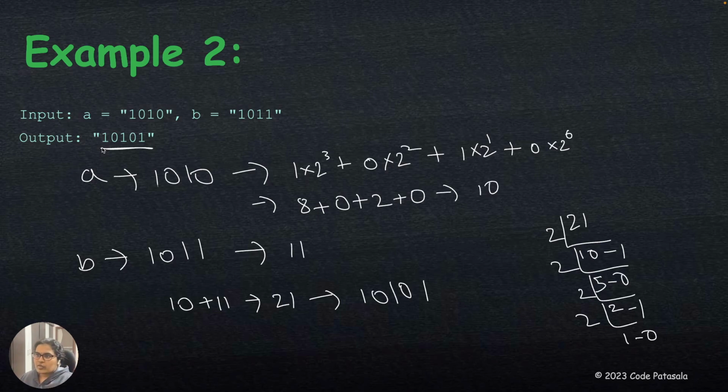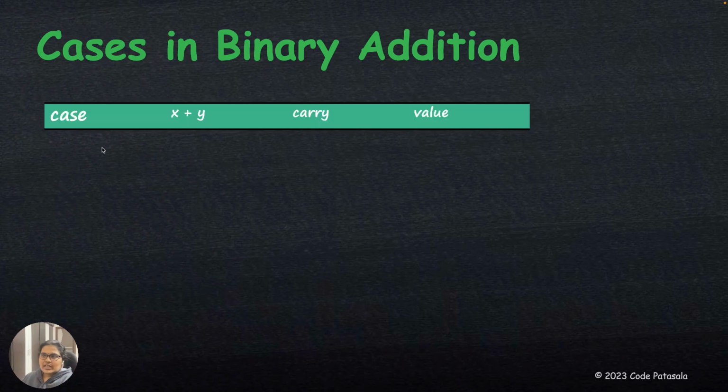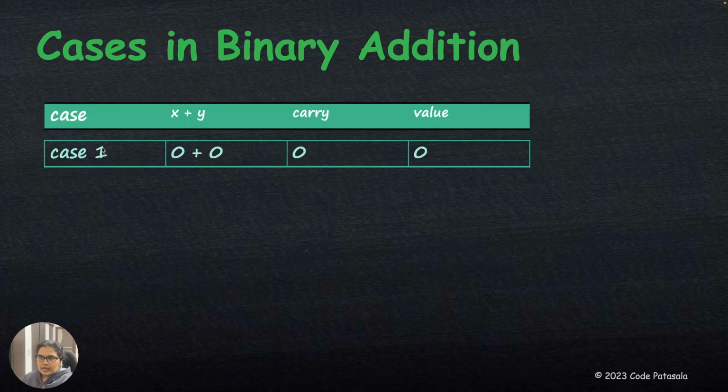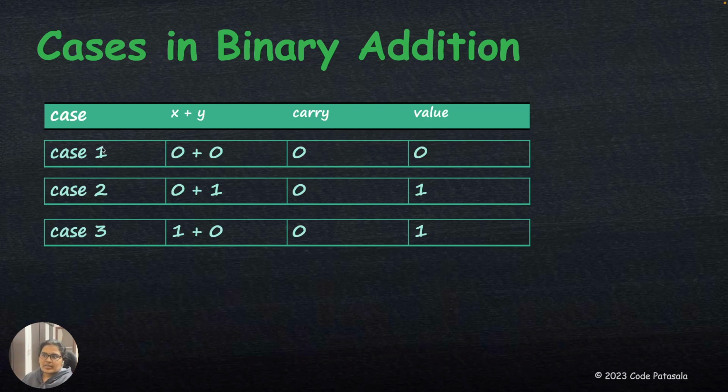So when we are performing binary addition, let's see the different cases we observe. The different cases we observe are when both x and y are 0. When we are doing x plus y, if both x and y are 0, then the value would be 0 and carry would be 0. If x is 0 and y is 1, then 0 plus 1 is 1. So carry is still 0, value is 1. If 1 plus 0, it's the same thing.